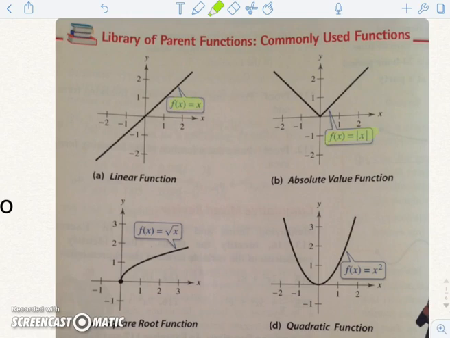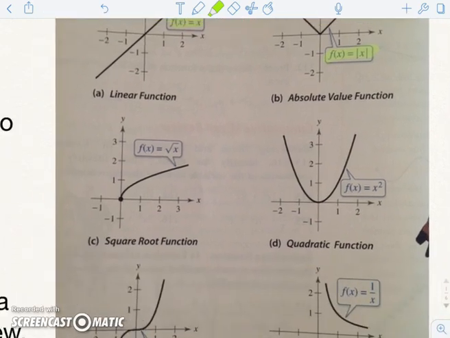Our square root function looks like half of a parabola on its side. Remember, we couldn't have this other half of the parabola here, or it wouldn't pass the vertical line test. It wouldn't be a function. So our square root function looks like that. It stops at 0, right? You can't take the square root of a negative number and have it be a real number.